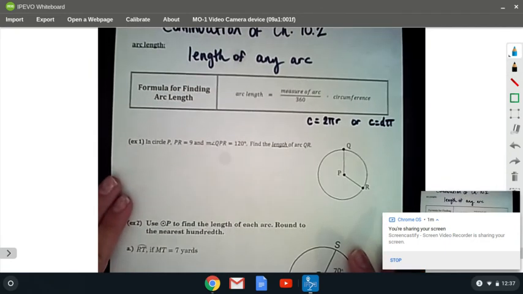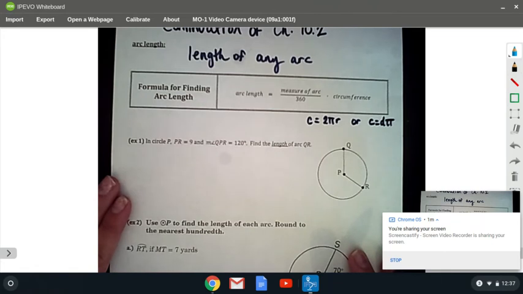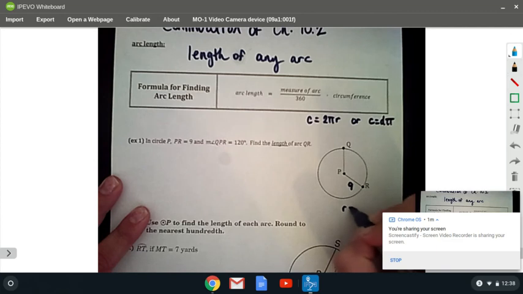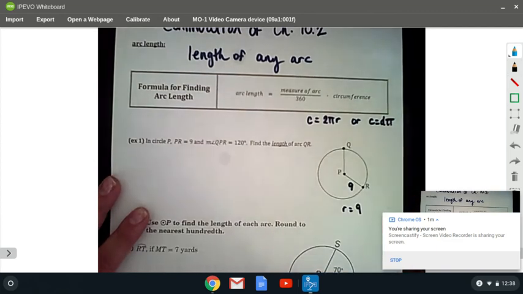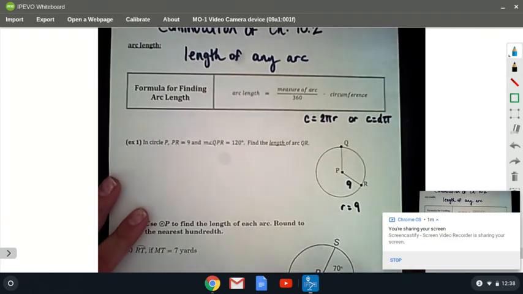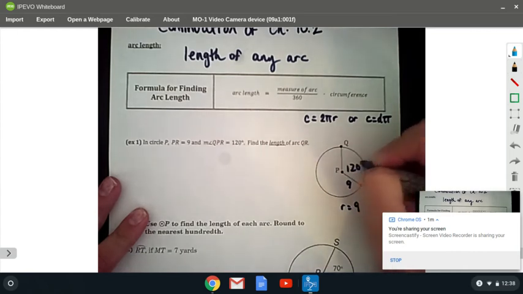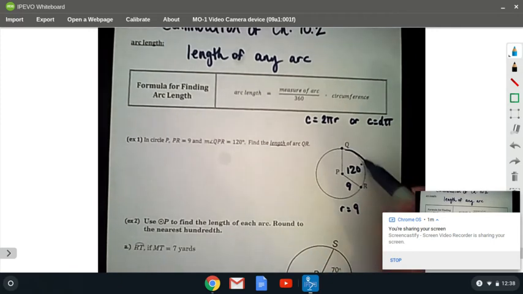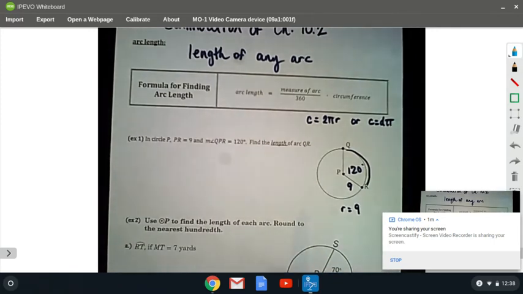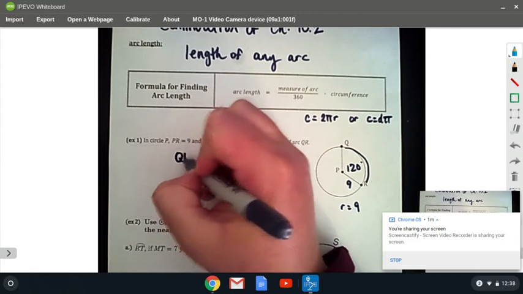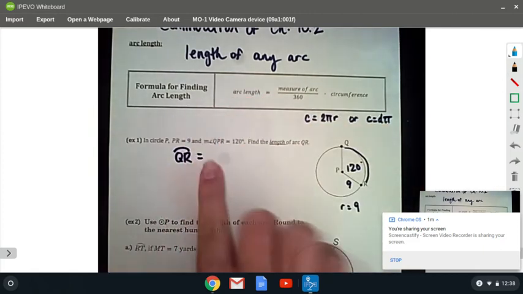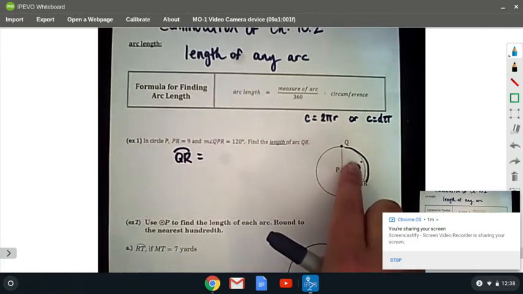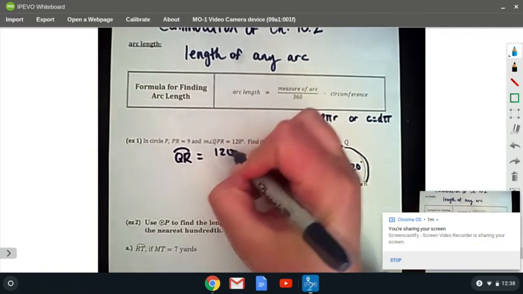So in this picture, we have circle P. They tell us that PR, which is a radius, is 9. They tell us that angle QPR is 120 degrees. Find the length of arc QR. So we are trying to find an arc length of QR. If we plug into this formula, we need the measure of the arc first. So the measure of this arc would be 120 because it's just the central angle.